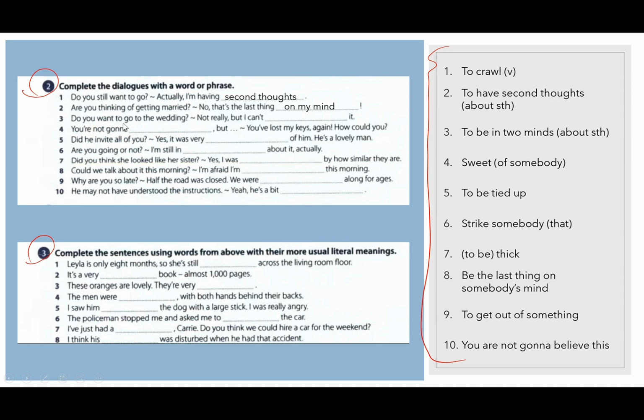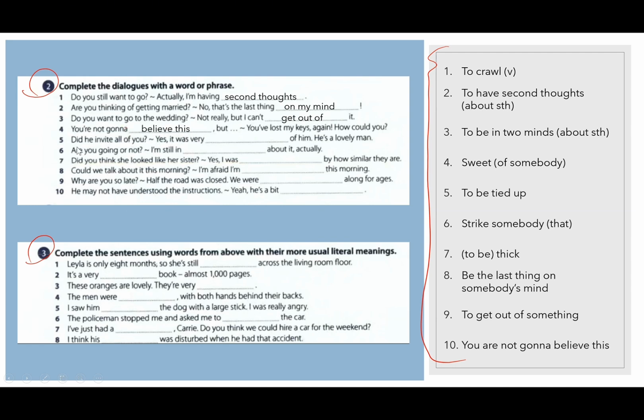Number 3, do you want to go to the wedding? Not really, but I can't. Blah, blah, blah, blah. It. That's right. Get out of it. Number 4, you're not gonna blah, blah, blah, blah. But you've lost my keys again. How could you? So you can see they are giving him bad news, or okay, that is an unwelcome news. And unwelcome news was expressed with, you are not gonna believe this.